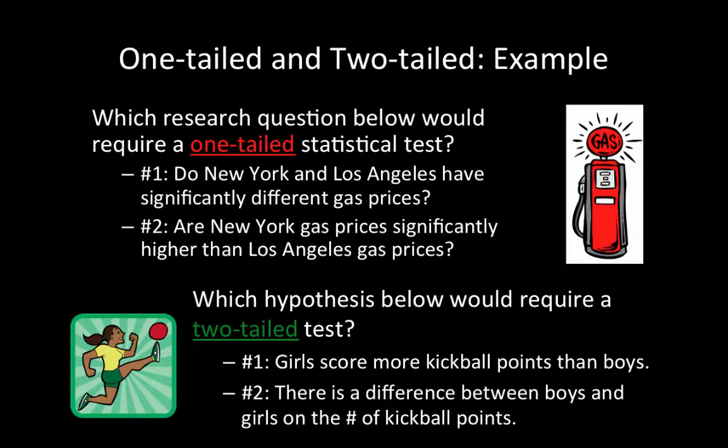Well, two-tailed tests are what? Non-directional or directional hypotheses? Non-directional. So if non-directional, that means we're not stating which group has more or less of something. So hypothesis number 2 would require a two-tailed test. Because simply we're just saying that there is a difference between boys and girls. We're not saying if girls score more or boys score more. So two-tailed test would be hypothesis number 2.